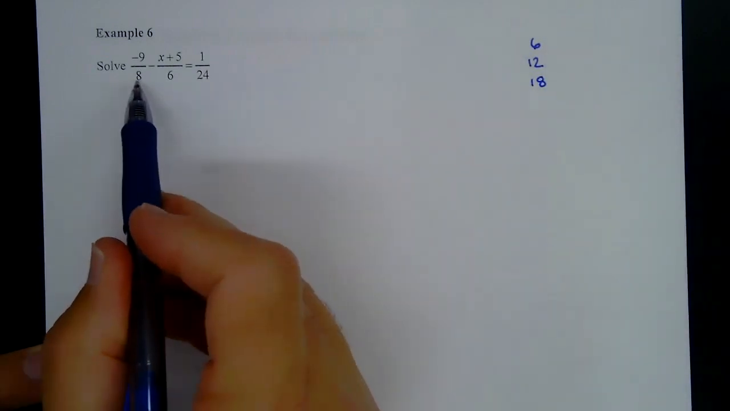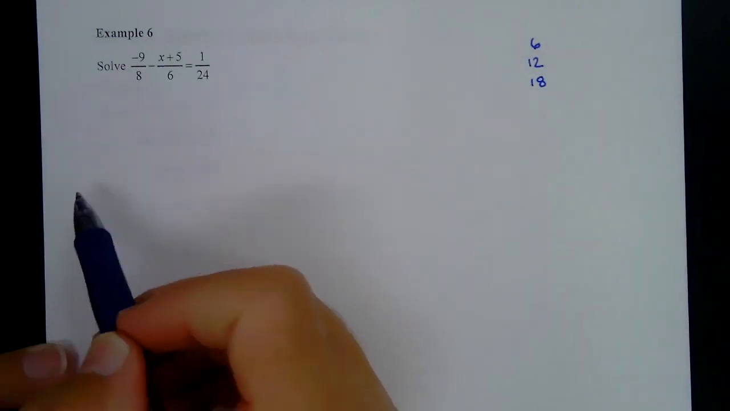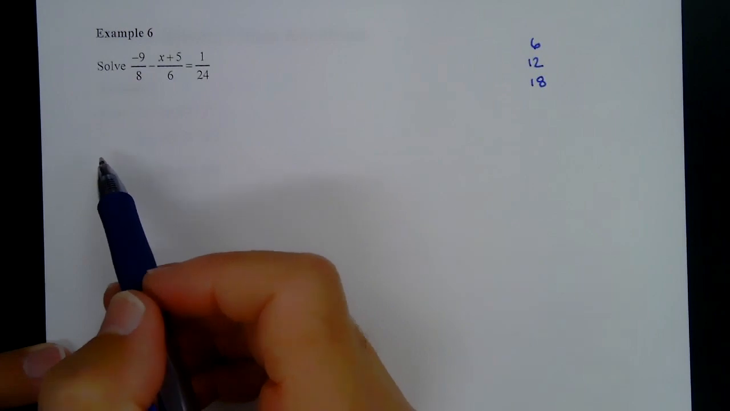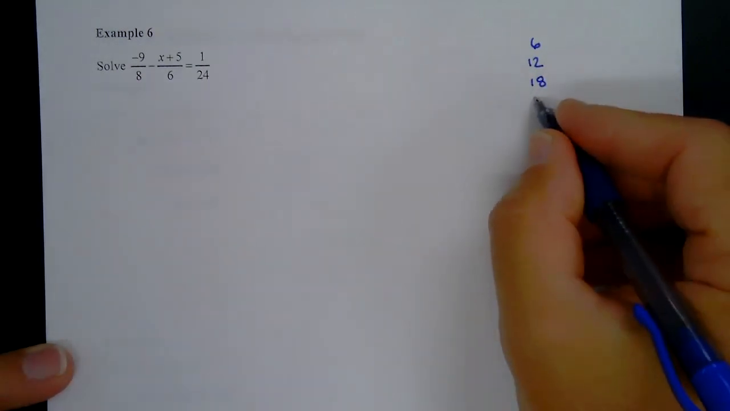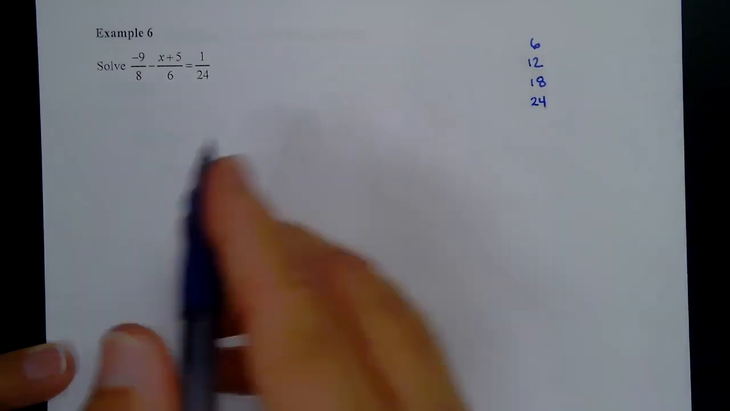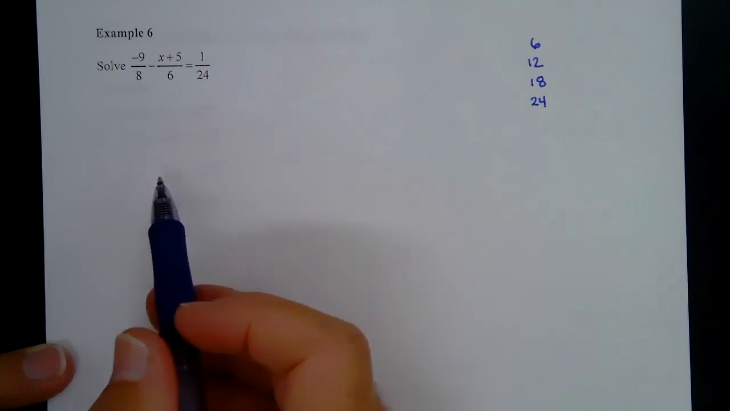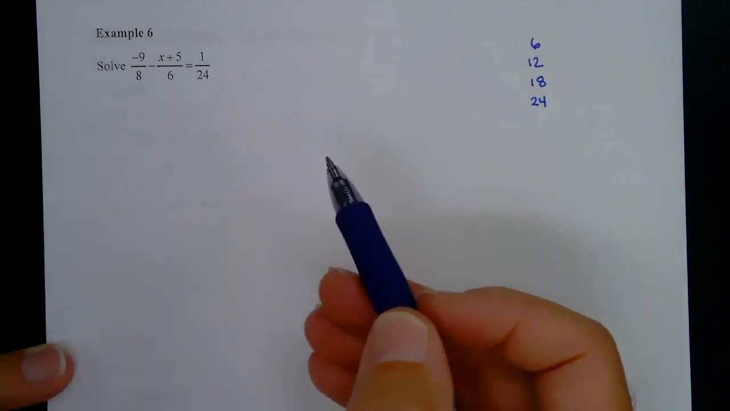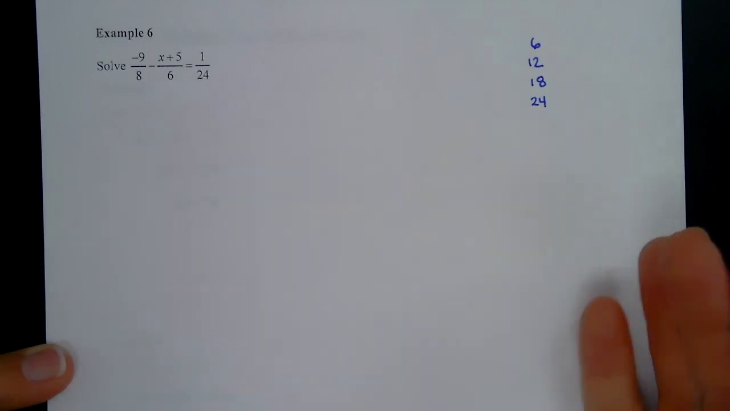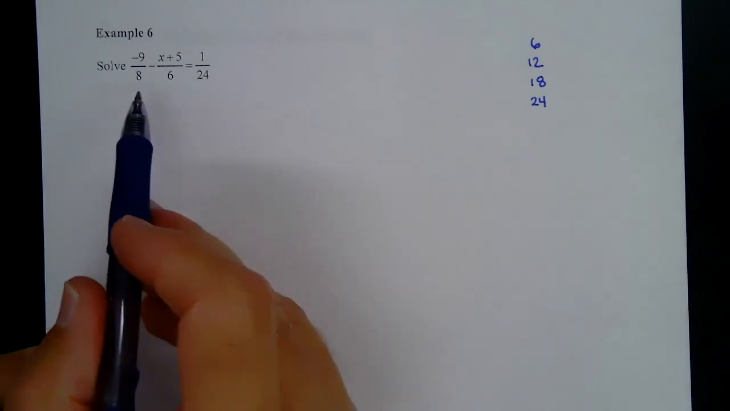Does this 8 right here go into 18? Because then we're going to be able to cancel if it does. Well, it doesn't. So what's the next multiple of 6? Well, 24. Does 8 go into 24? Yeah, 3 times. Does 6 go into 24? Yeah, 4 times. Does 24 go into 24? Yeah, once. So what we can do is multiply both sides by 24, and that's going to clear out each of these fractions.